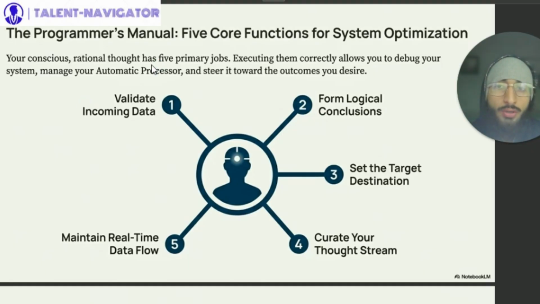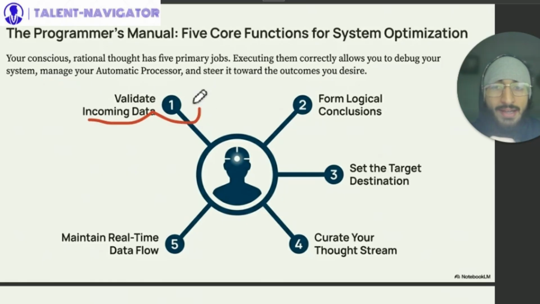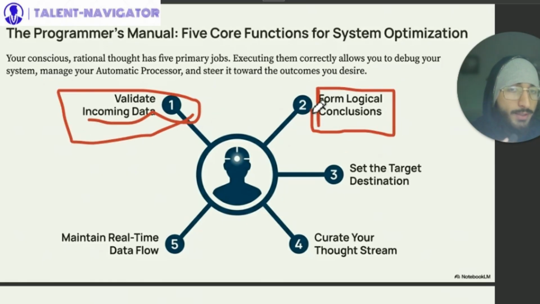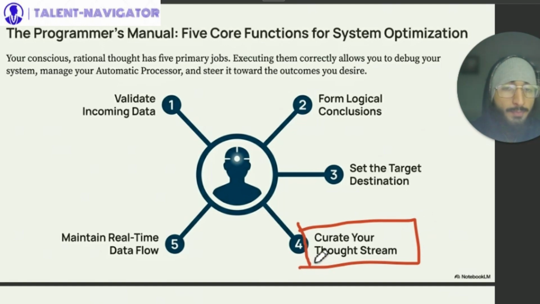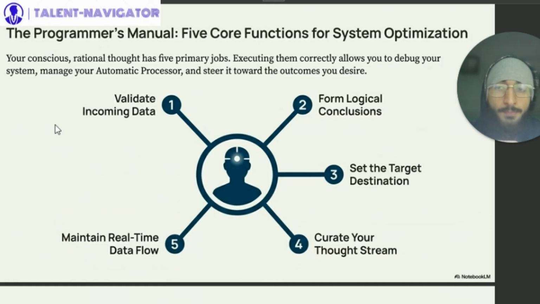Your conscious rational thought has 5 primary jobs. Executing them correctly allows you to debug your system, manage your automatic processor, and steer it towards the outcomes you desire. So firstly is validate the incoming data. Second is form logical conclusions based on the data that has been fed in. Then set the target destination, what you want to achieve, what are your goals. Then curate your thought stream, basically align your thought stream and have a flow of thought that aligns with that thought stream. Then maintain real-time data flow, right?